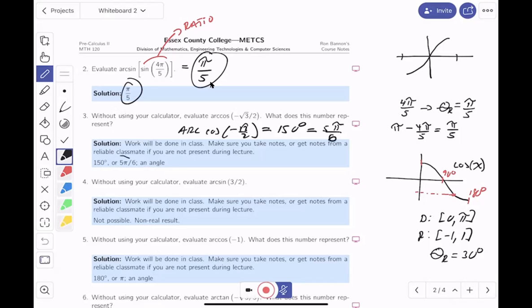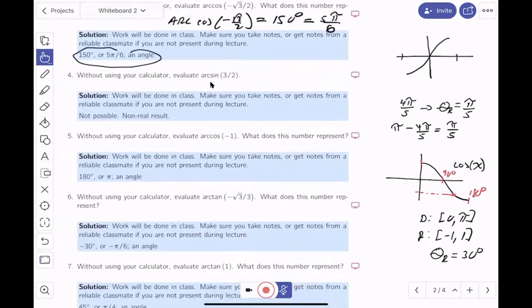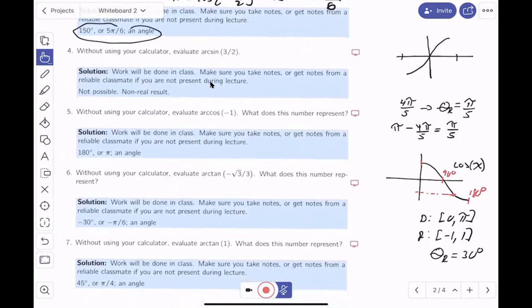Okay, look at the key. We got this. Again, I want to emphasize over here that this is a ratio. These are the angles that it's returning over here. All right, let's go to number 4. And again, when I do number 4, it says without using a calculator. So again, what I'm going to do is just draw that invertible region for the sine function. And the invertible region of the sine function looks like this over here.